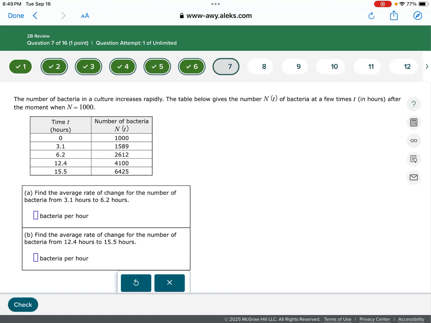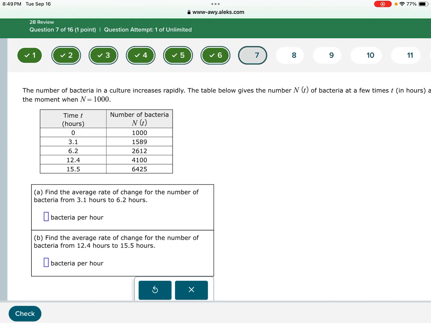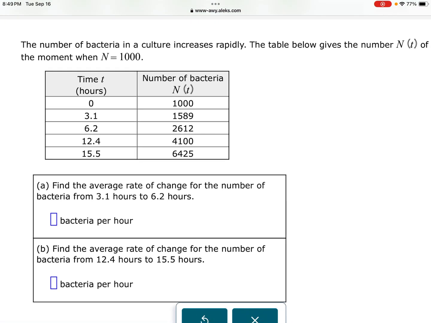All right, this one has context. The number of bacteria in a culture increases rapidly. The table below shows N of T, the bacteria, a few times in hours after the moment N equals 1,000. So find the average rate of change for the number of bacteria from 3.1 to 6.2. You're just going to use the values in the table here, and you're going to use the same formula, y2 minus y1 over x2 minus x1. So for 3.1 to 6.2, if I look at the table, I see the y value is 2612. So I'll take 2612, and I am going to subtract the y value at 3.1, which is 1589.